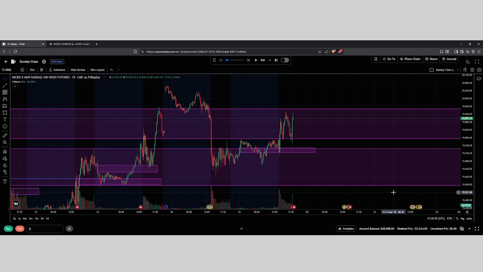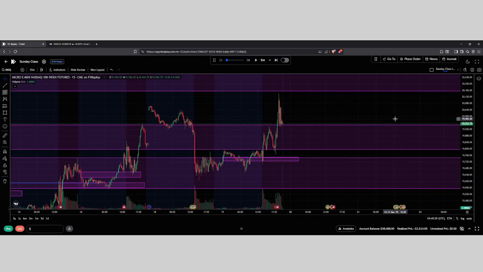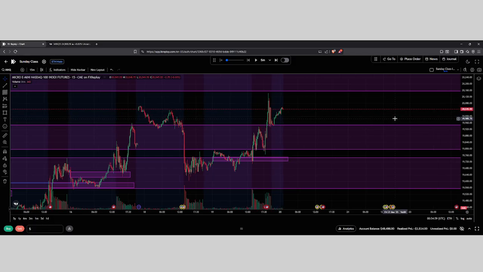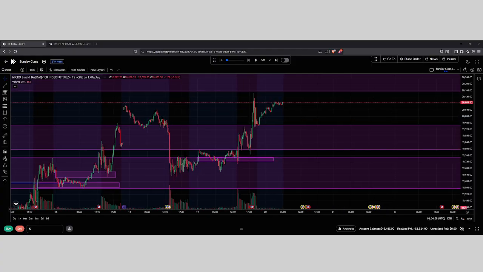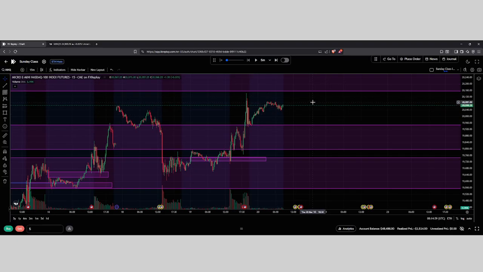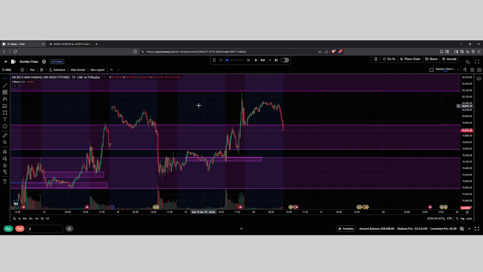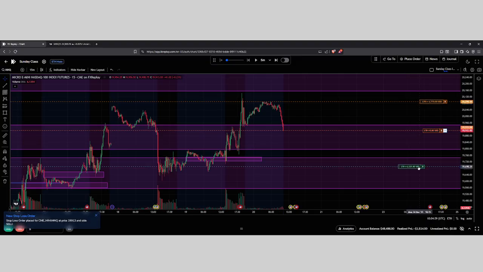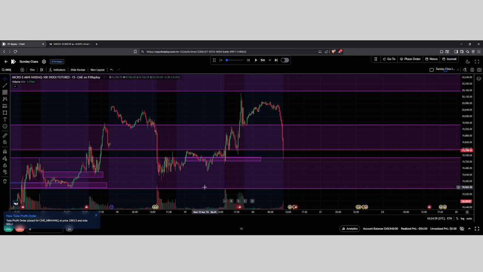Holy balls. Just volatile as shit. That's insane. Like this whole move right here is a 500-point move. It's a lot of volatility. Holy shit. Okay. Would take that as well. Boom.